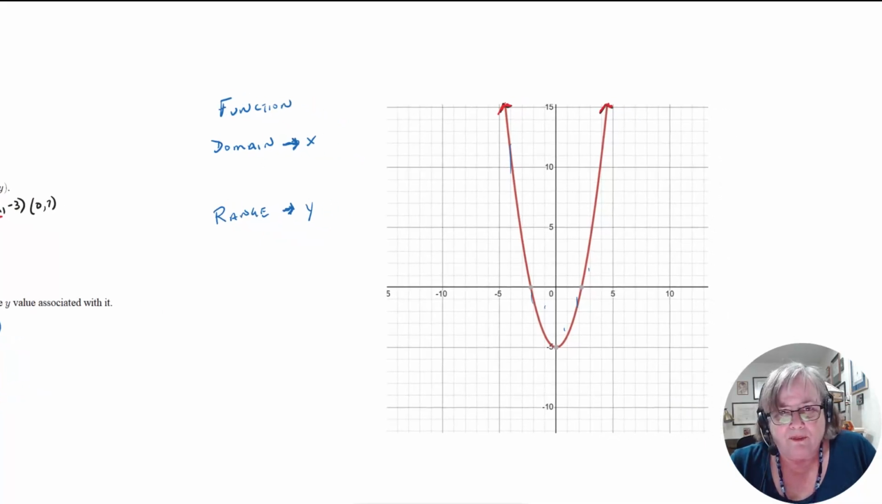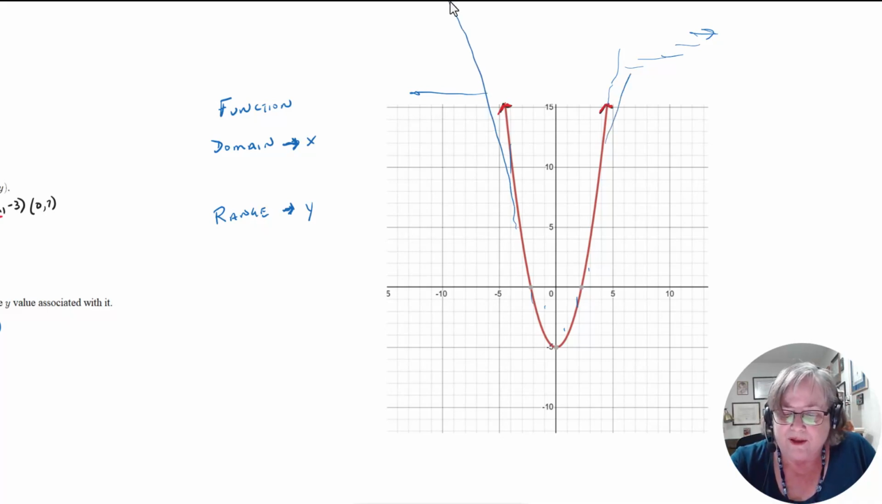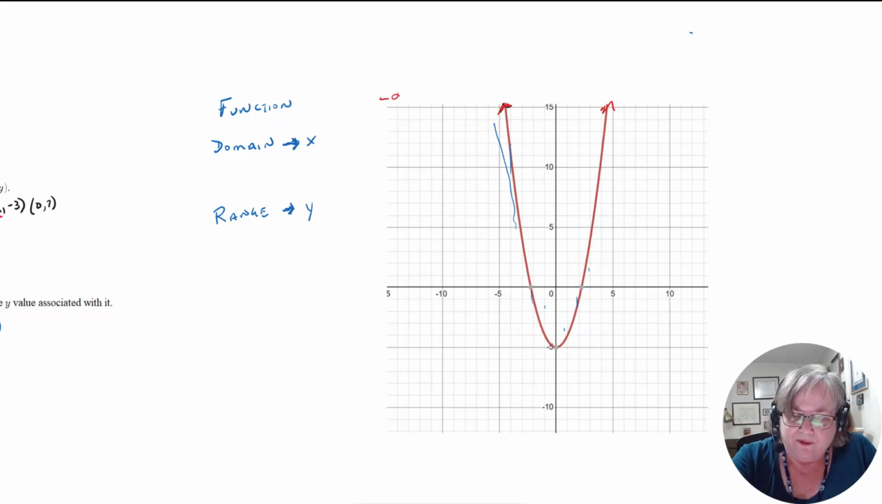So this is a function. It passes the vertical line test. The domain says, let's talk about the x values. Now, this is a parabola, and even though it's very slowly getting wider and wider, it's going to eventually extend all the way out here as we go farther and farther out. It's going to eventually cover all of the x values because it's just going to keep getting wider and wider and wider like this. I'm kind of exaggerating just so you can see it. So it would go from negative infinity to positive infinity, all the way to the left and all the way to the right.